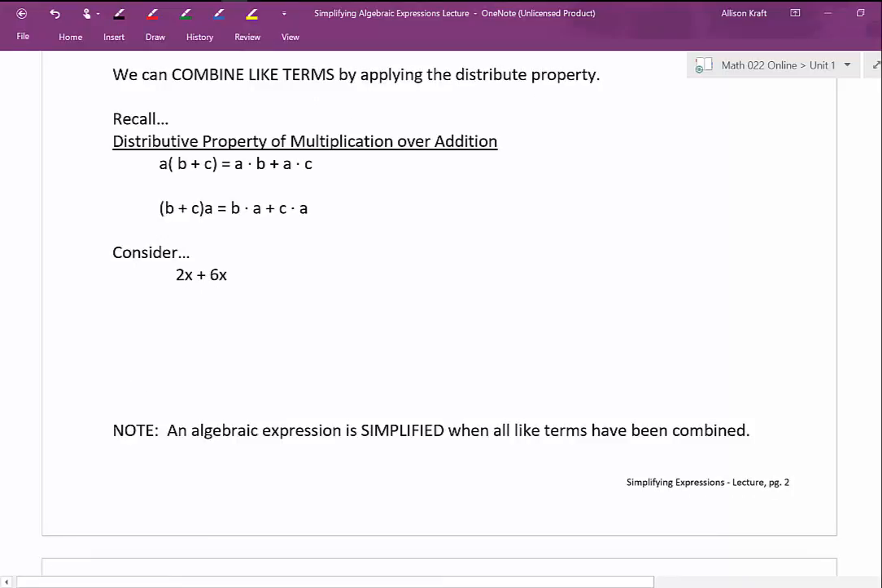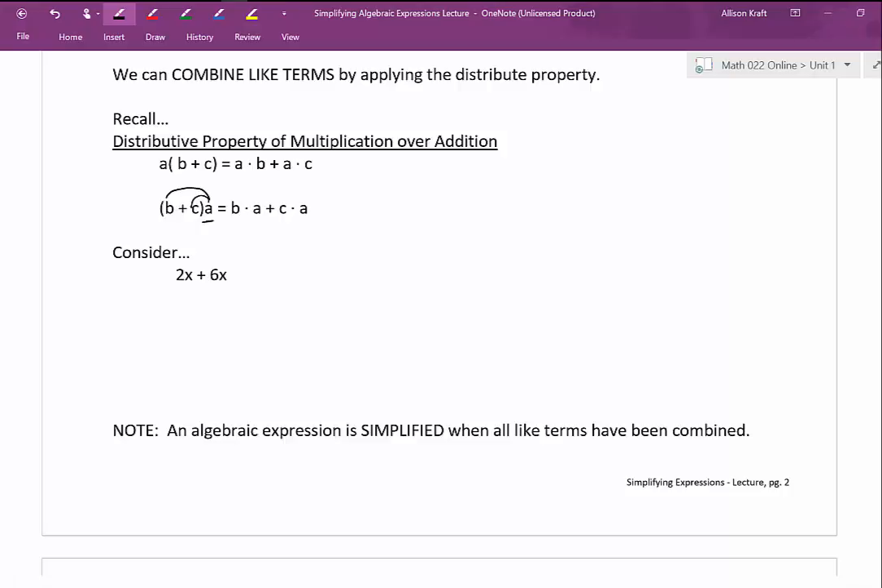Like terms can be combined by applying the distributive property. Recall the distributive property of multiplication over addition: a times the quantity b plus c is equal to a times b plus a times c. It is possible that the multiplier is at the back, and we just distribute it in the same way as we did the first. Consider 2x plus 6x.